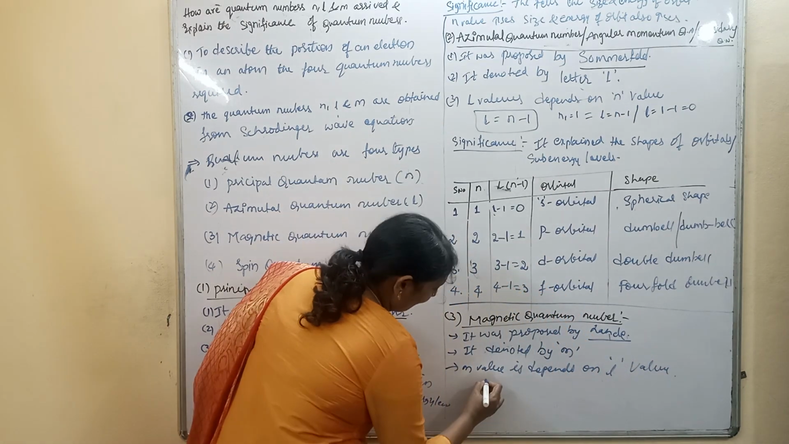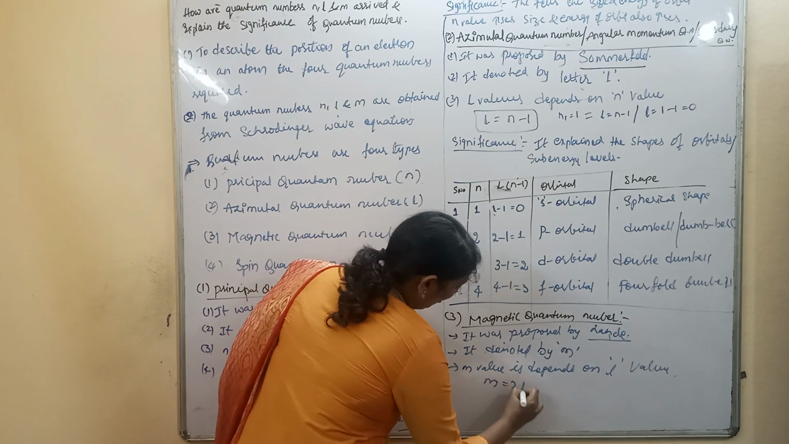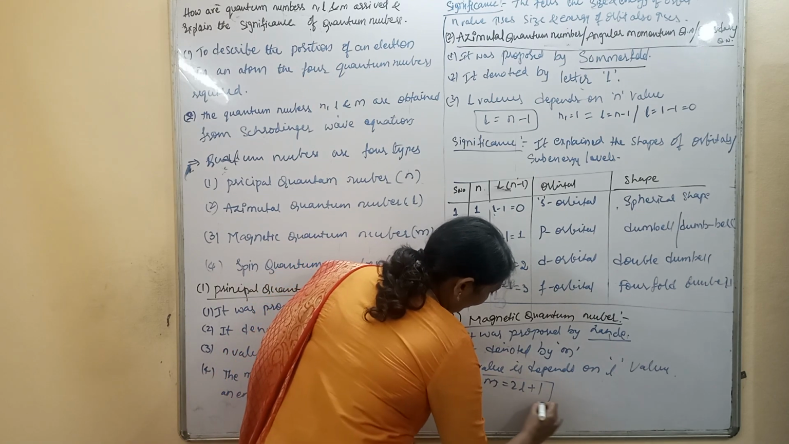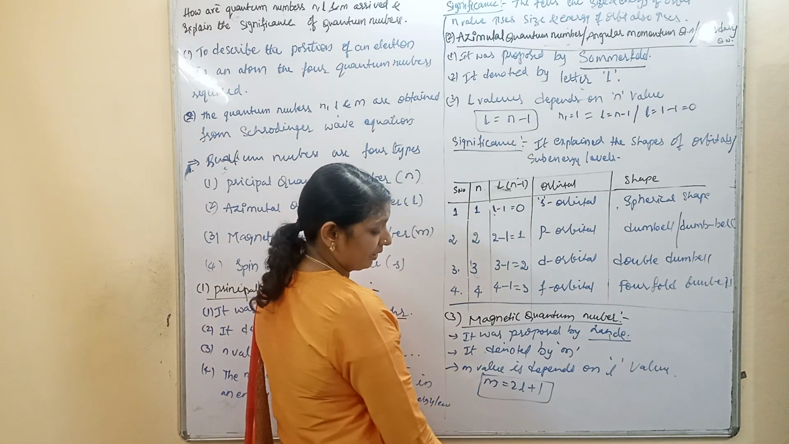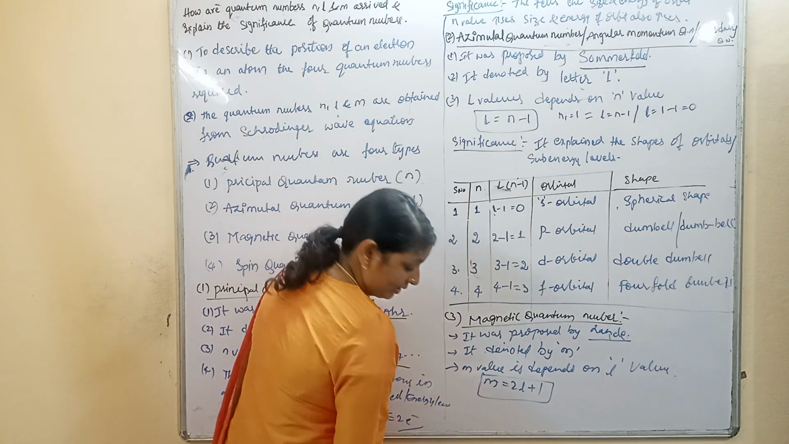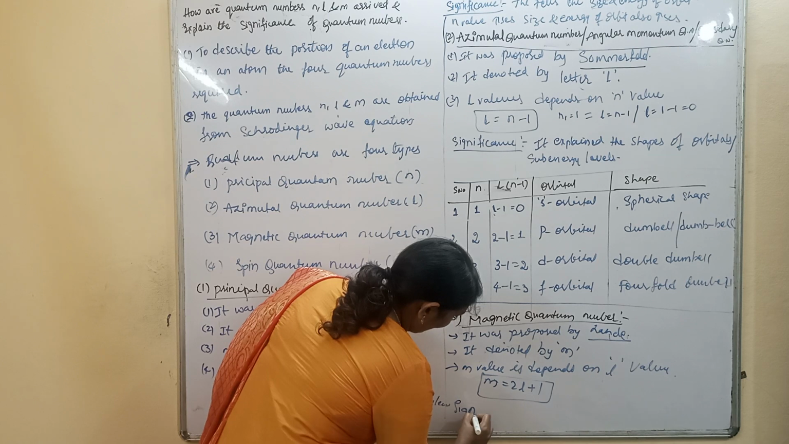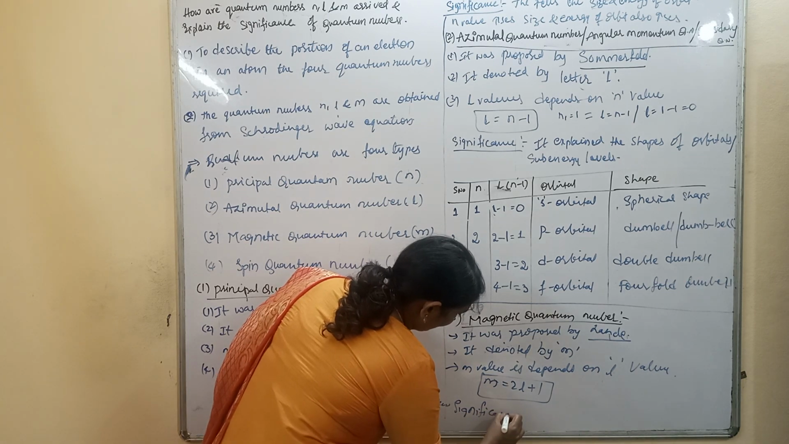Okay, what is the m value here? M value you can take it as 2L plus 1. This is the exception for s orbital. Coming to the p orbital, what is the significance here?